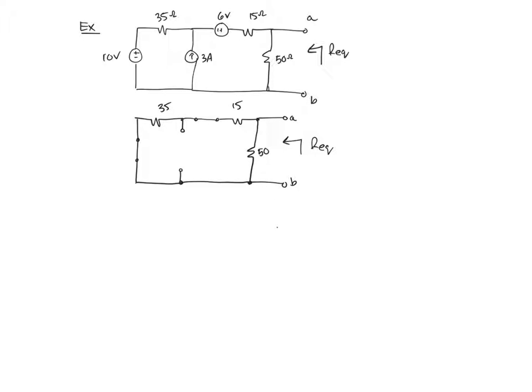Okay, so here's our equivalent circuit. There are only 3 resistors. This can be reduced pretty quickly just using standard resistor reduction, noting that we have 35 in series with 15, making 50. That's in parallel with this 50.